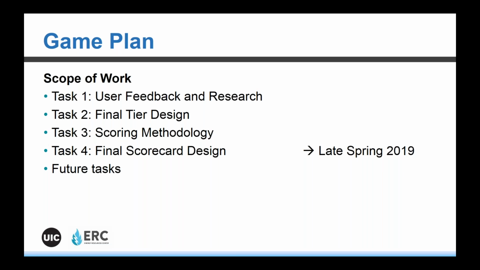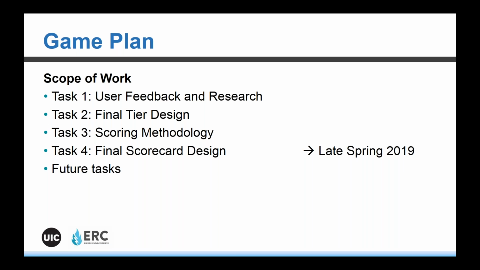We're essentially at a point now where we have had a lot of discussions, and I think we've made a lot of progress. But we just need to get this scorecard over the finish line. So we are trying to develop a very concrete game plan to help us complete this scorecard and have it ready for use here in 2019.